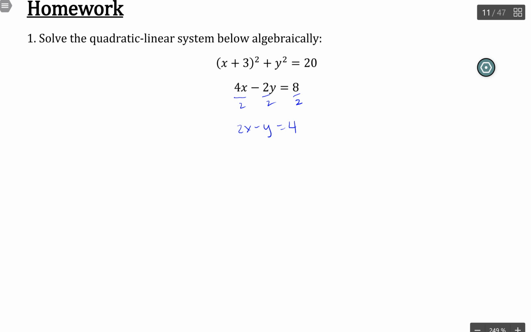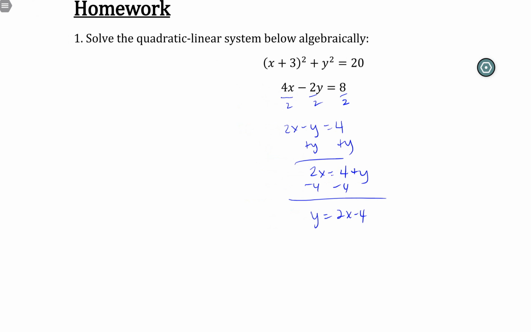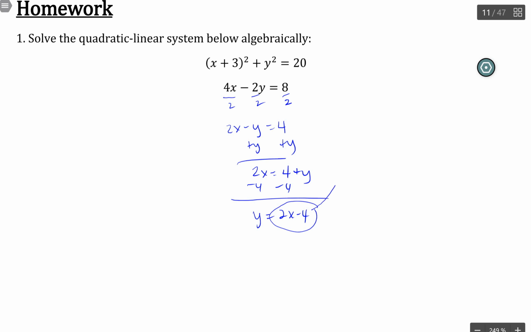That's important, because if I solve that for y, so if I add y to both sides, I get 2x equals 4 plus y, subtract 4, and now I know that y is equal to 2x minus 4. That makes our lives a lot easier when solving the equation above. So when solving the equation above, I'm going to take this and replace y with it. So I'm going to say x plus 3 squared plus 2x minus 4 squared equals 20. So now I have it so that the x's are only left, no more y's.